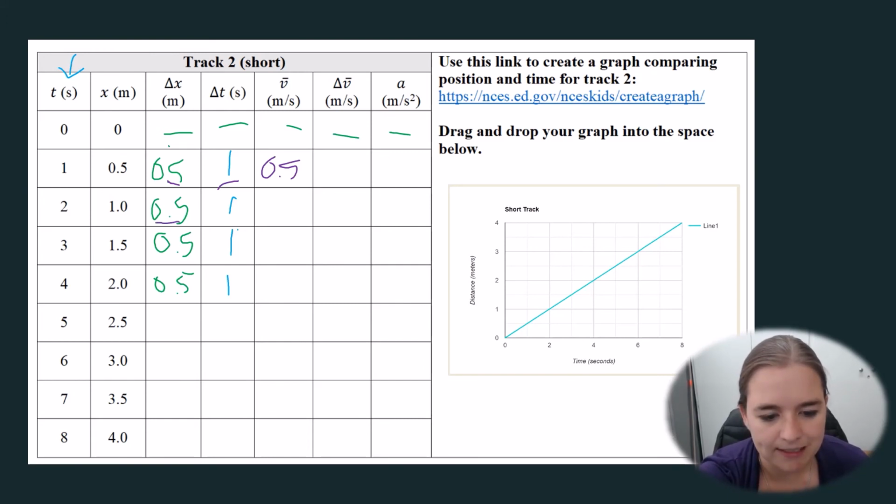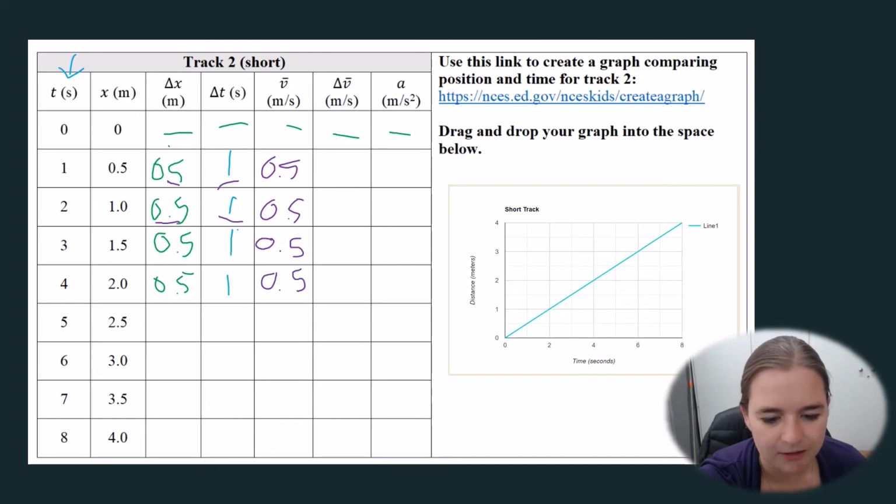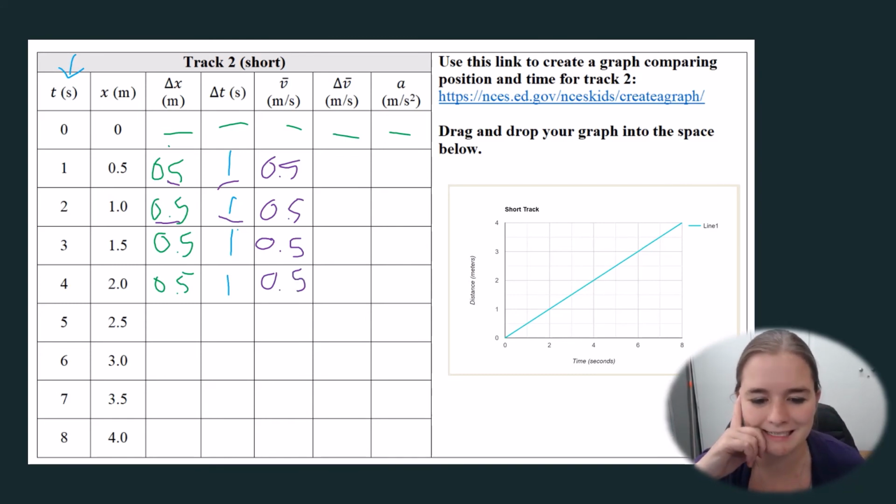My instantaneous velocity at the second marker, I take 0.5 divided by 1 and I get 0.5. My instantaneous velocity at the third marker, again, I take 0.5 divided by 1 and I find an instantaneous velocity of 0.5. Last one that I'll do with you, and then the rest is on your own. 0.5 divided by 1 is again an instantaneous velocity of 0.5 meters per second.